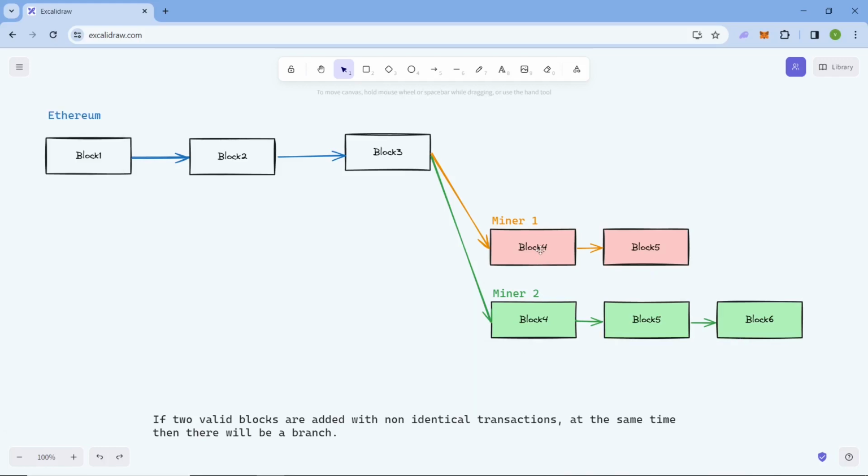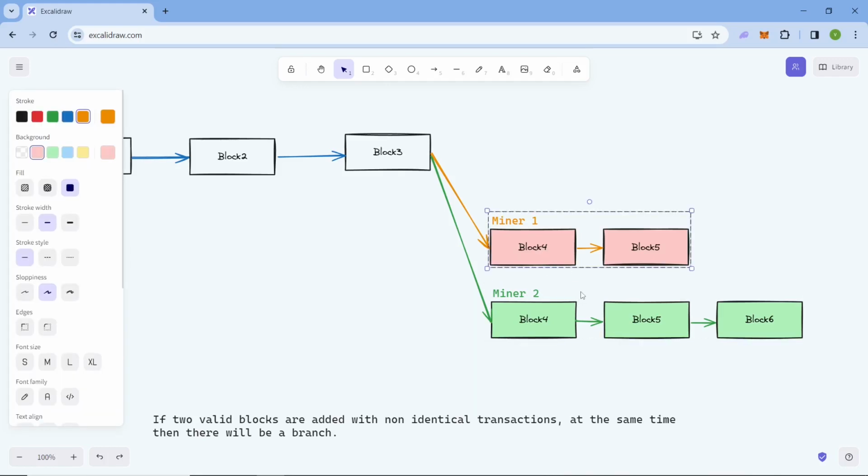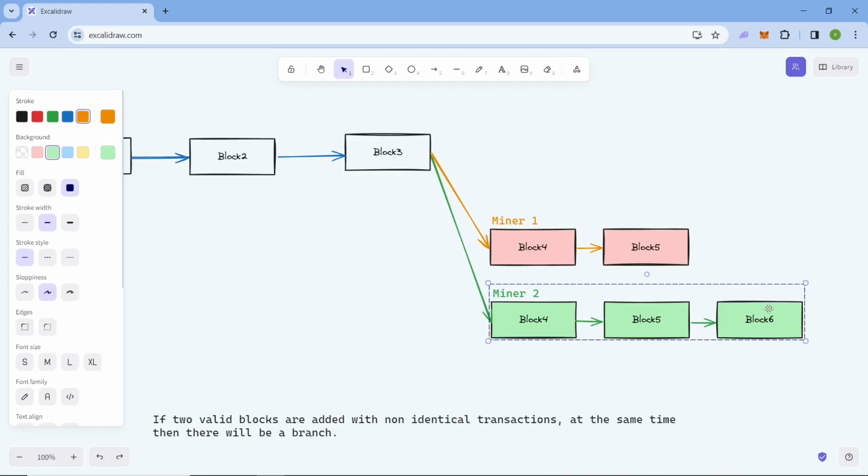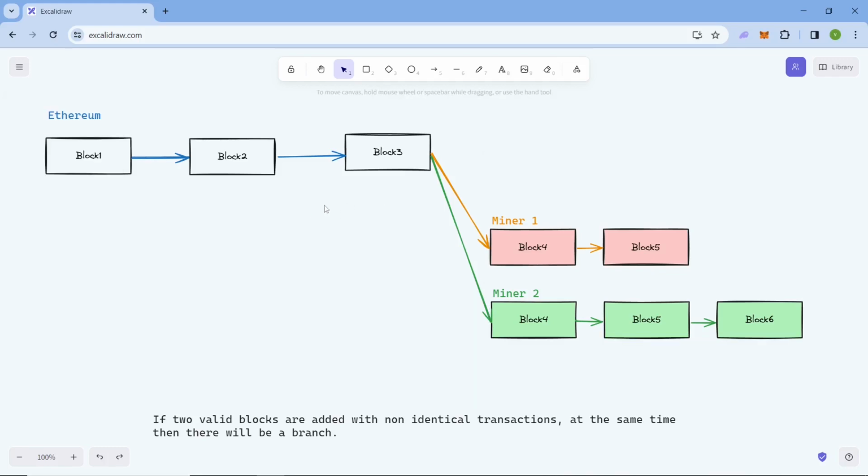This is a simple situation where there is a collision between only two miners. There might be many miners creating branches, and all those things will happen. This is where block finality comes in: these blocks are considered final, and these are discarded because they don't have as many blocks as miner 2's branch has.